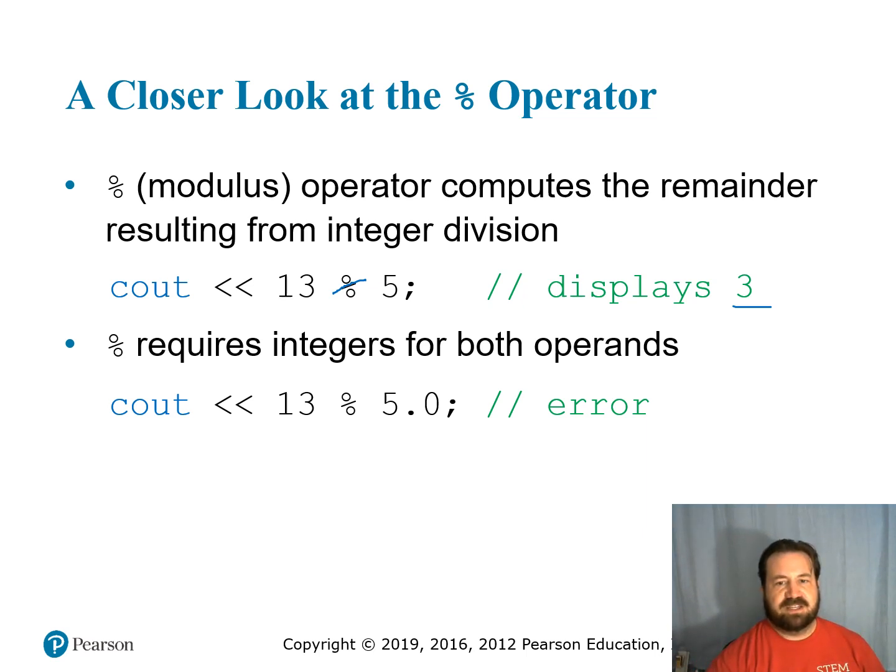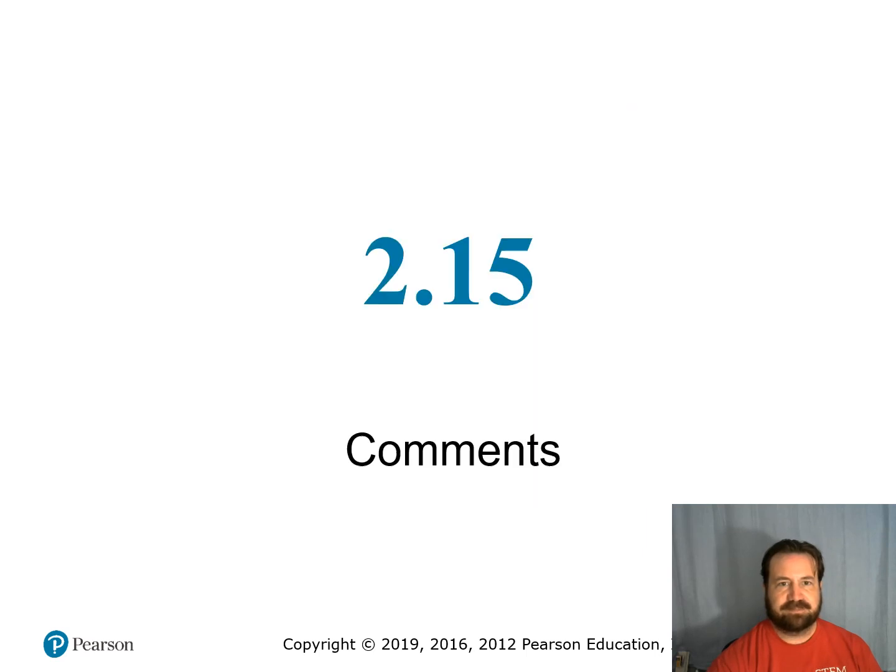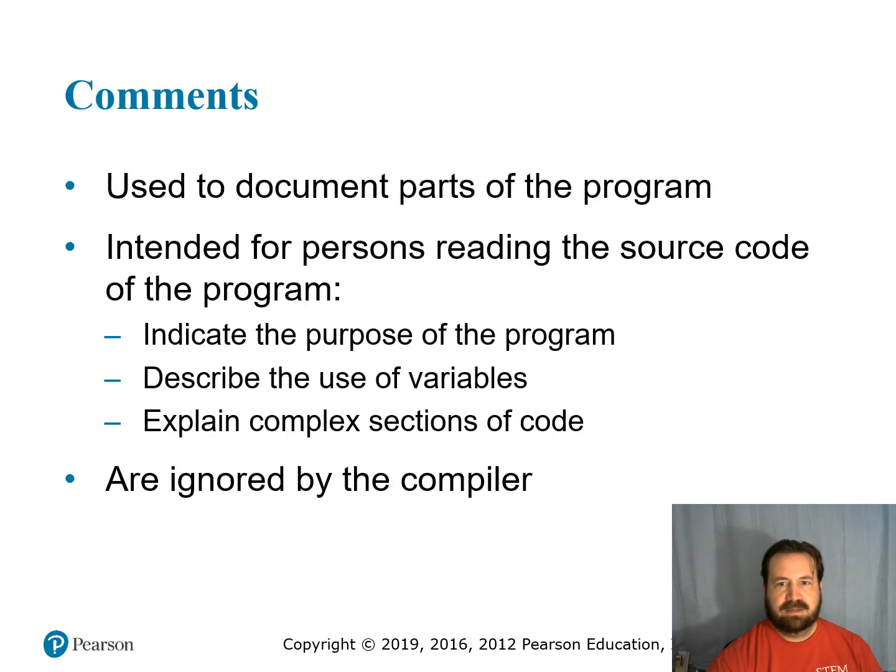Percent requires integers for both operands. 13 % 5.0 would give you an error because you're trying to take the remainder after dividing by something that is not an integer. In the C math library, there is a modulus function that will work with doubles if you absolutely need that for some reason.